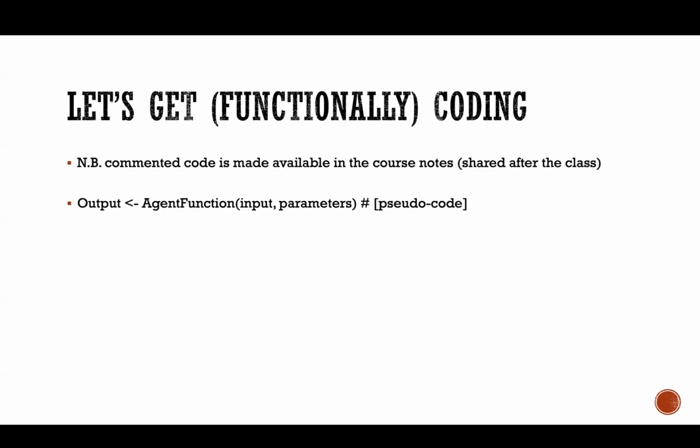Here was the comment that I was searching before. Okay, so the idea is that we have an output, which is generated by an agent function, which has some inputs and some parameters. Right. This is what a function of an agent looks like.